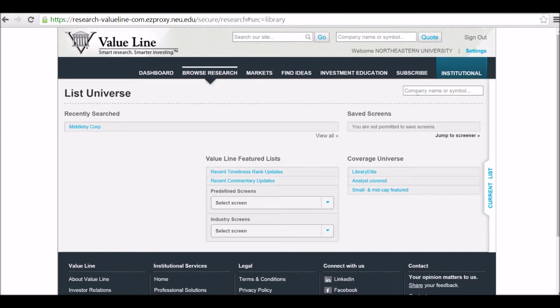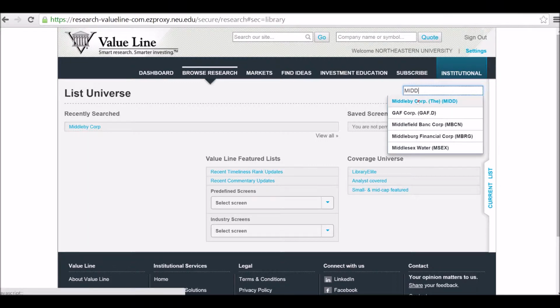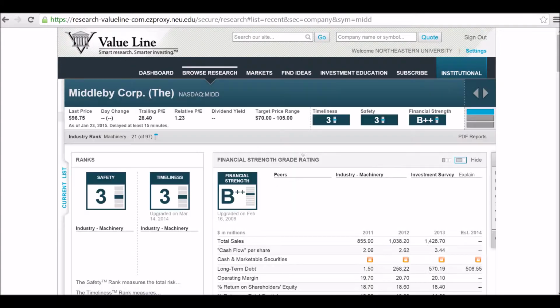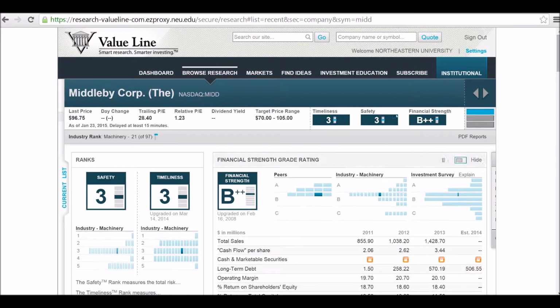So you're going to want to enter in your company name here, and you're going to want to download a report for each one of the companies that you're evaluating. The comparable companies all have reports as well, so you're going to need that information. So it's MIDD, Middleby Corporation, and it will bring you to a page that looks like this. You're going to need the PDF reports, which is off to the side here.